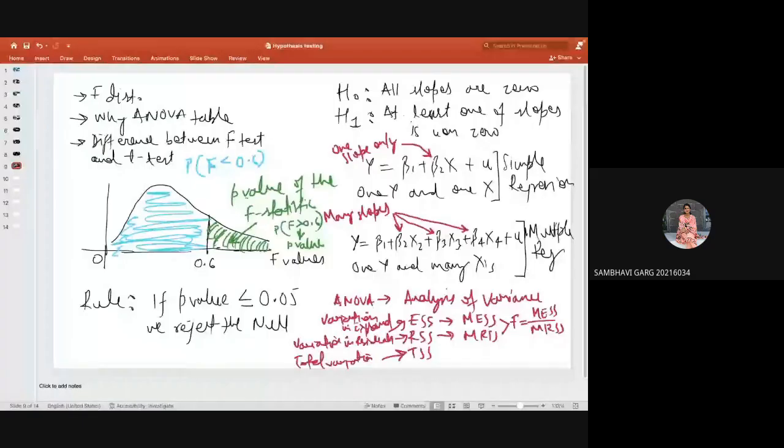Sir, the difference between the T test and the F test you told is that the F test is a combined test for all slopes and T is for one slope only, right? Exactly. Okay, sir. Thank you.